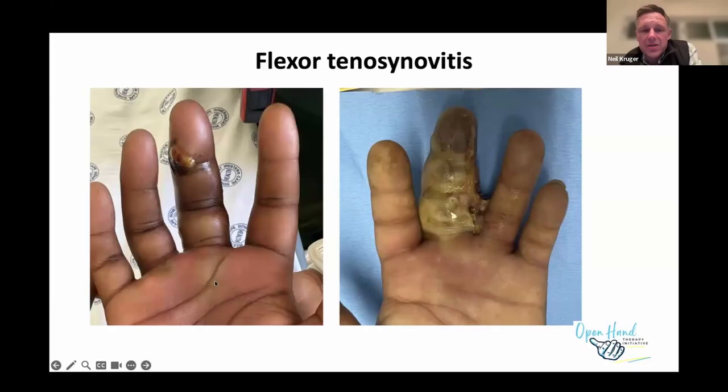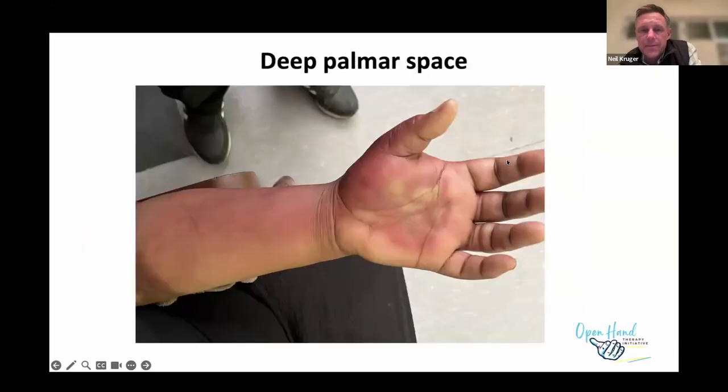You need to make an incision proximal to the A1 pulley, and distally over where the FDP inserts, and you need to wash that out adequately. If you're unable to wash it out adequately like that, then you need to make incisions over the pulp spaces and drain it completely.